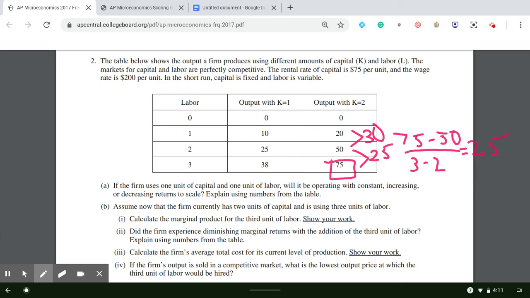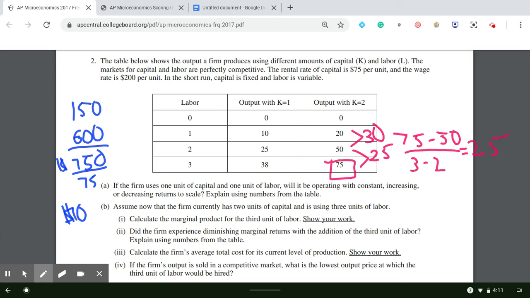Calculate the firm's average total cost for its current level of production. Show your work. Okay. So we've got $150 in capital and $600 in labor. That means we have $750. The average cost per unit would be 750 divided by 75. So that looks like it's going to be $10 per unit.